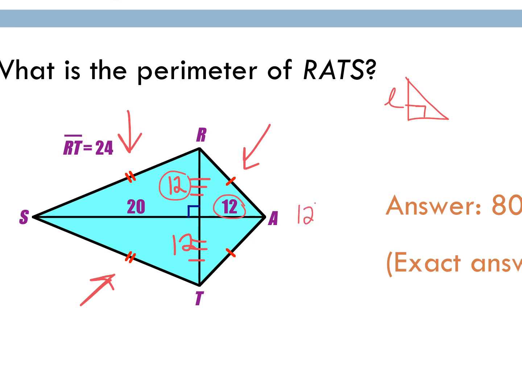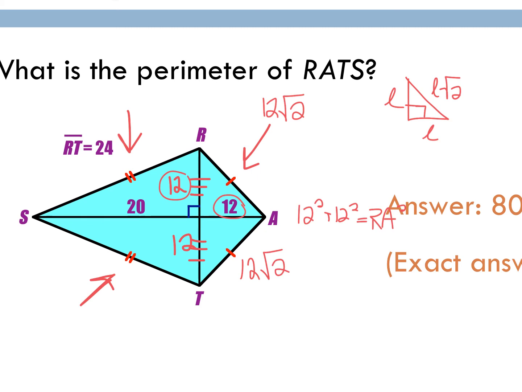I could do 12 squared plus 12 squared equals RA squared. And I will get the same answer because I want to simplify it. I don't want decimals. But if you can recall special right triangles, look at this. It's 12 root 2. Leg, leg, leg root 2. So then this is also 12 root 2.